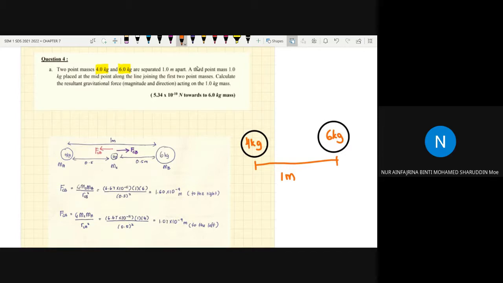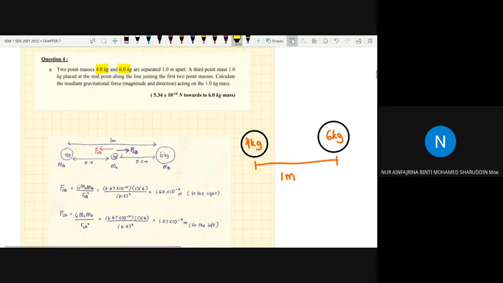We have 2-point methods, 4 kg and 6 kg are separated by 1 meter. So maksudnya you have 4 kg and also 6 kg. And both of these methods is separated by 1 meter apart. Okay, 1 meter apart. So therefore here is 4 kg and here is 6 kg. Lepas tu dia cakap, a third point mass 1 kg placed at the midpoint.